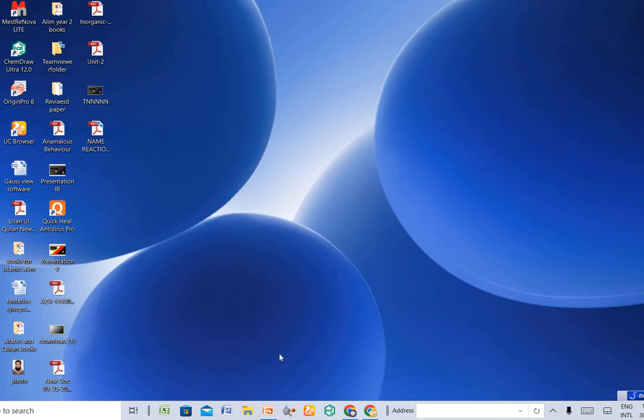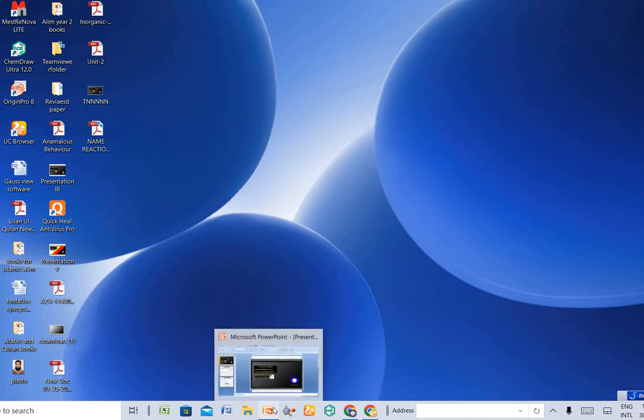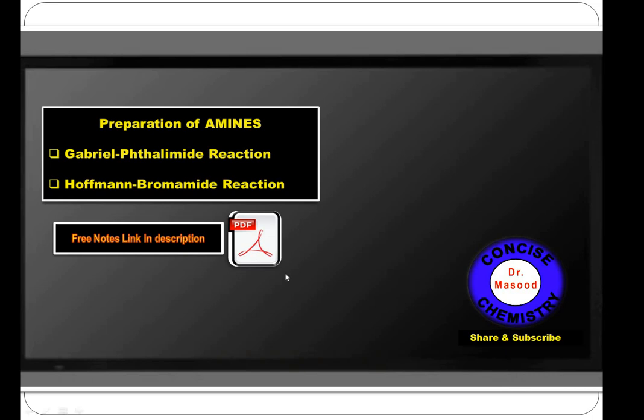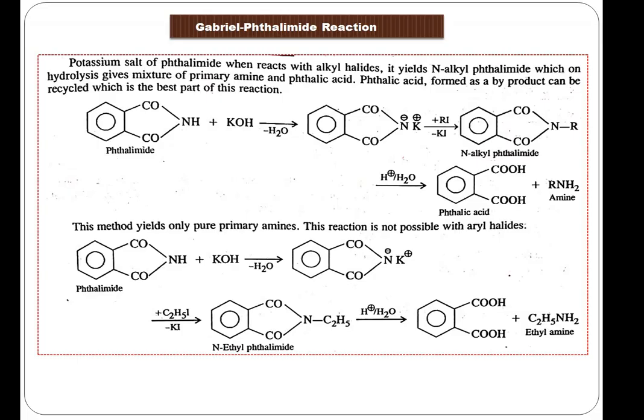Bismillahirrahmanirrahim. So dear students, today in the organic chemistry class, we will be having two important reactions for the preparation of amines. One is the Gabriel Phthalimide reaction and the other is the Hoffmann Bromamide reaction. Both these reactions are very important from the examination point of view and also from the competitive examination point of view. So let's start.